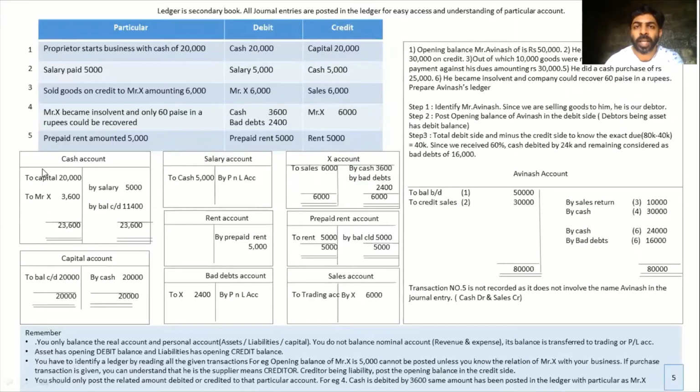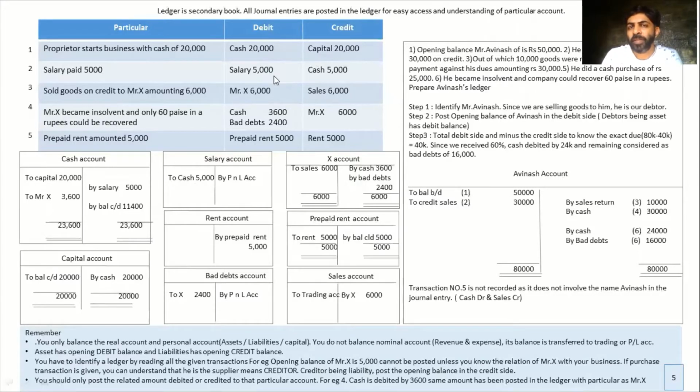Now what happens in a capital account? Capital has been credited, isn't it? So on the capital side, you have to write by cash 20,000, and then you have to write the particular as cash. You can take any of the examples. Salary paid 5,000. Now, what is the journal entry for this?